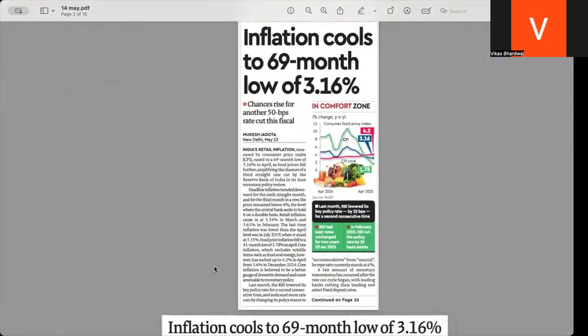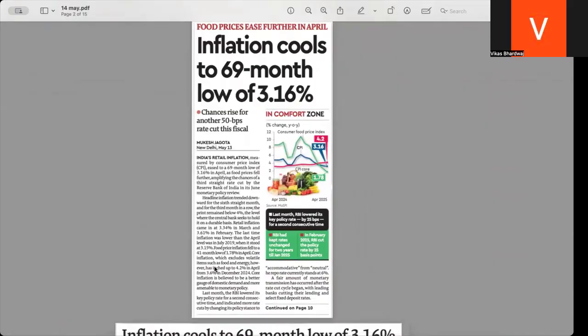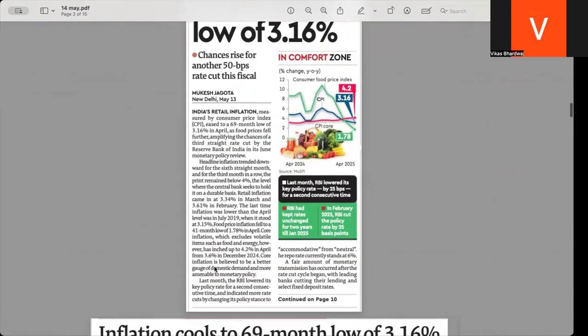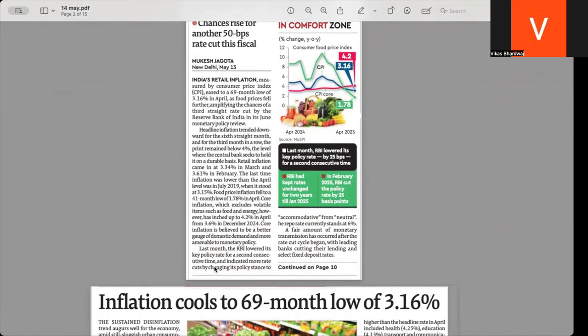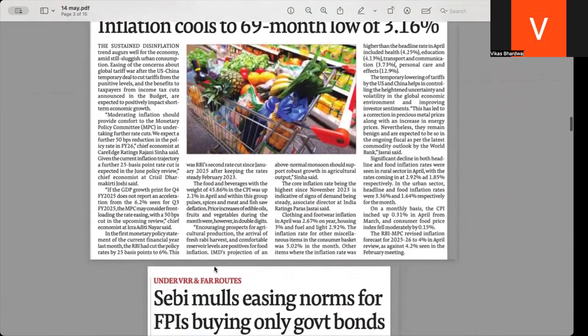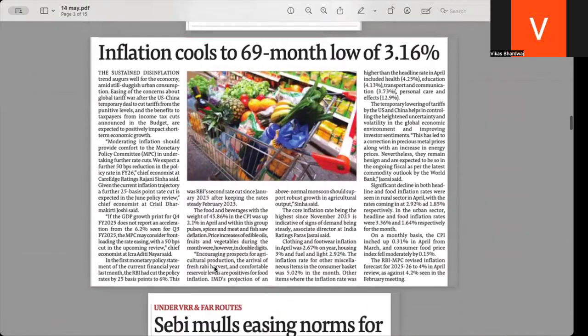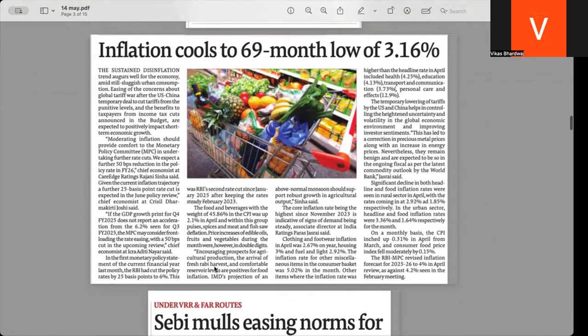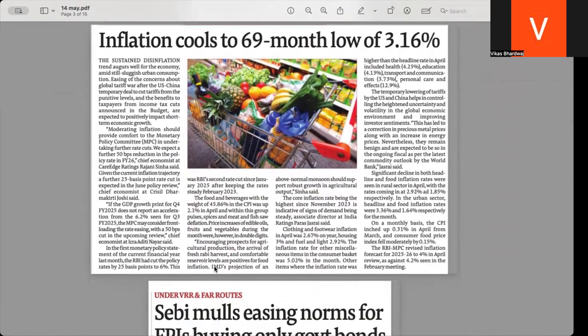Inflation is cooling down. So you have to make a list of items or the sectors or the areas where, if the inflation goes down beyond a certain level, how it is going to be helpful and what are the challenges. So same thing, inflation is cooling down: food and beverage, and also agricultural production, and arrival of the fresh rabi harvest, and comfortable reservoir levels, and the good monsoon.